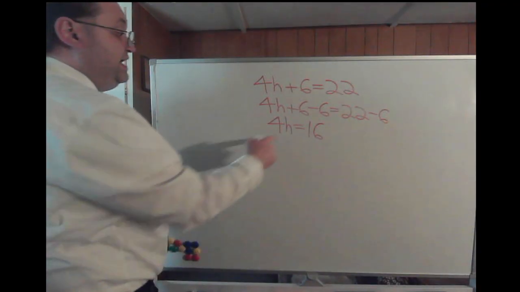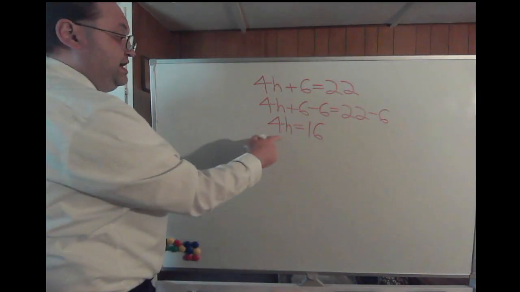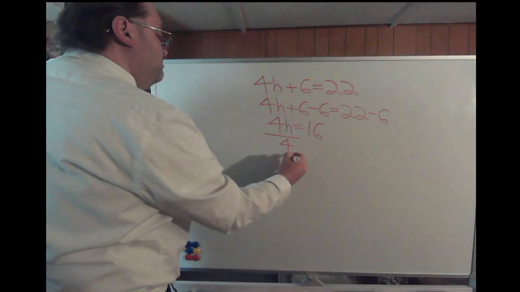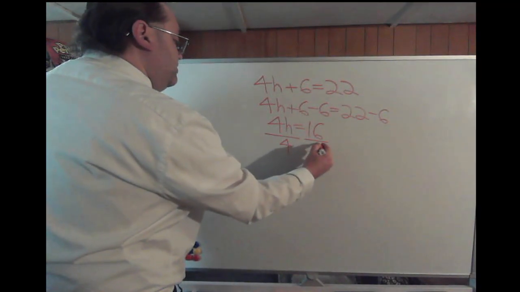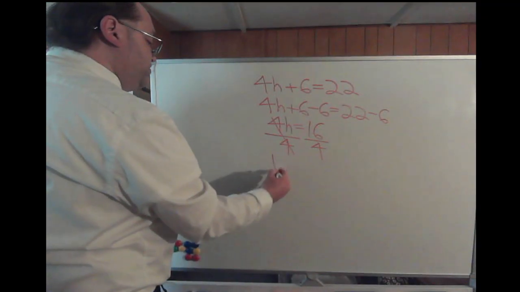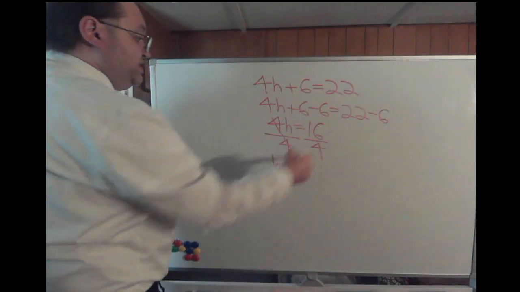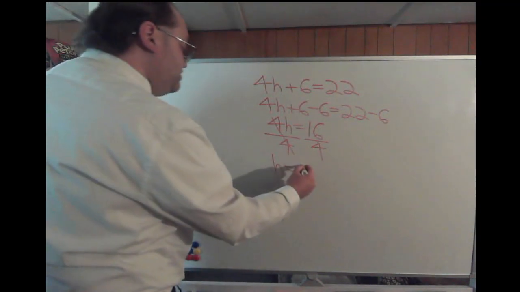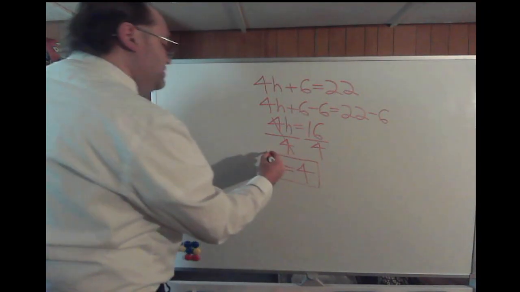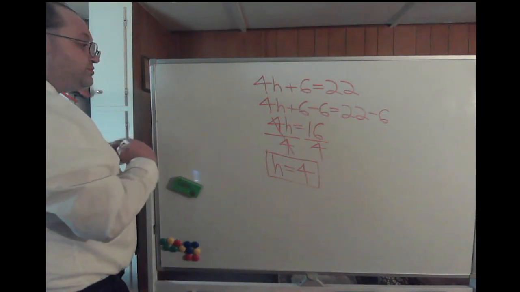The goal is to get h by itself. Well, we have 4 times h, which means we need to divide by 4. But we'll have to do it to the other side too. So the 4's cancel out on the left-hand side. You'll just be left with h is equal to 16 divided by 4. Well, that's just 4. So h would equal 4 in this case.